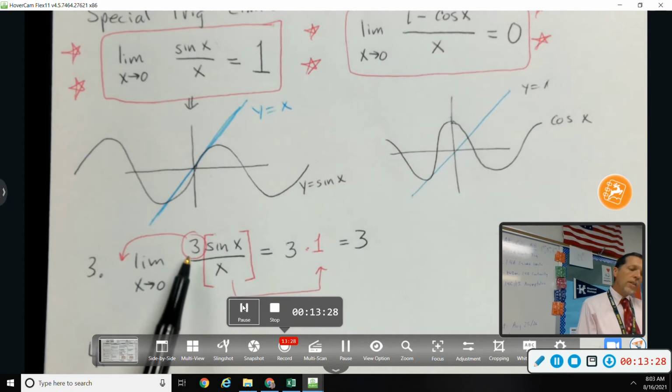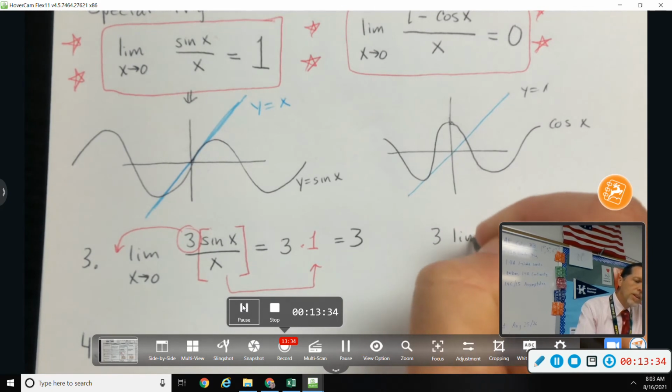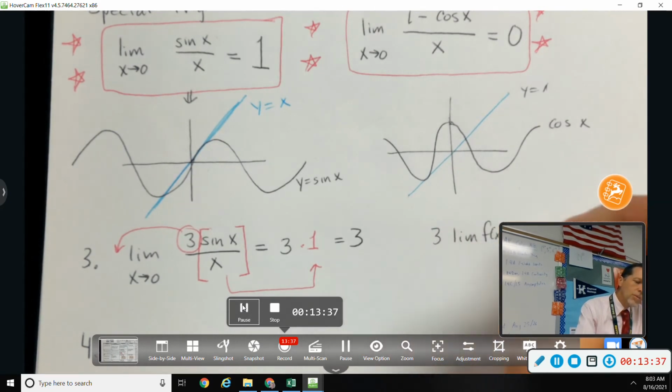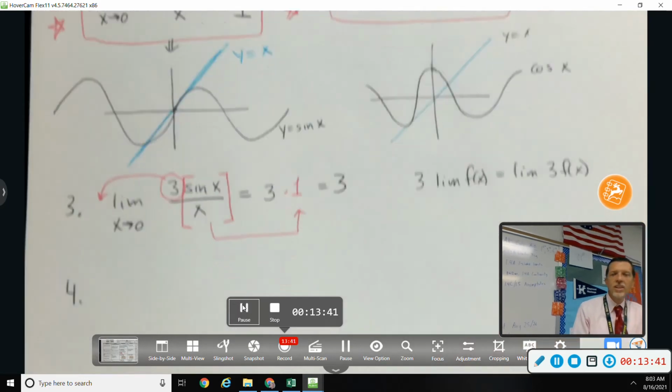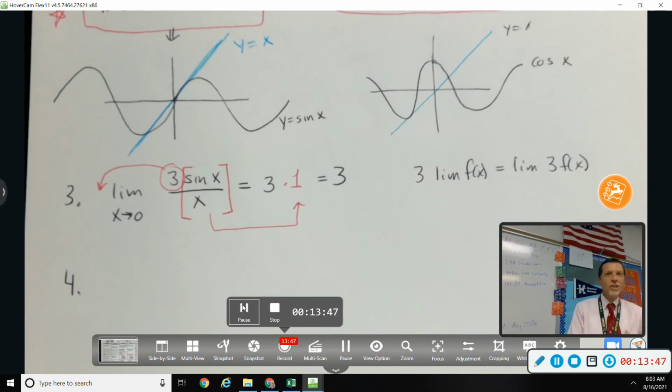Right, the 3 can slide out front of the limit. 3 times the limit of some function is equal to the limit of 3 times the function. Again, limit properties are pretty forgiving. If it looks like it makes sense, it probably works for limits.